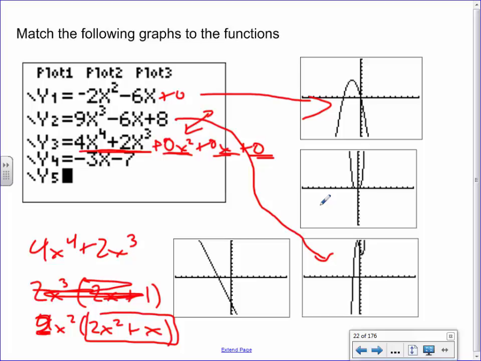So even though it is quartic, sometimes quartics might start to look quadratic, just depending on whether you throw a bunch of zeros in. But this one right here is that one right here. Does that make sense? And then for the last one, negative 3x minus 7, hopefully you recognize that's linear. The negative 3 gives it the slope going down like this. The minus 7 is your intercept down here, so that one's lost.